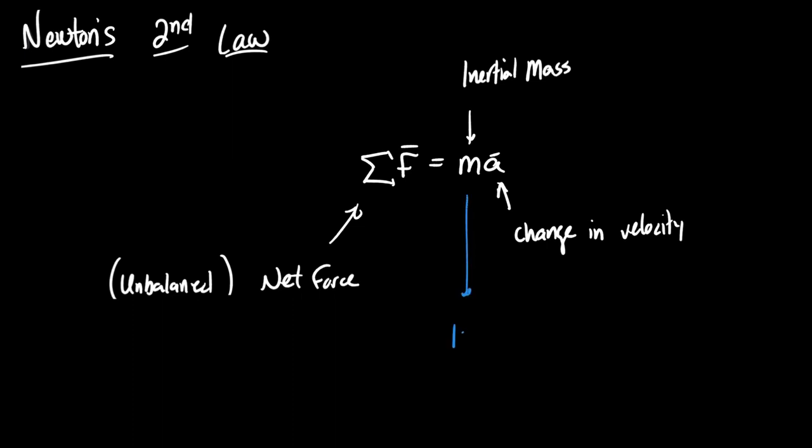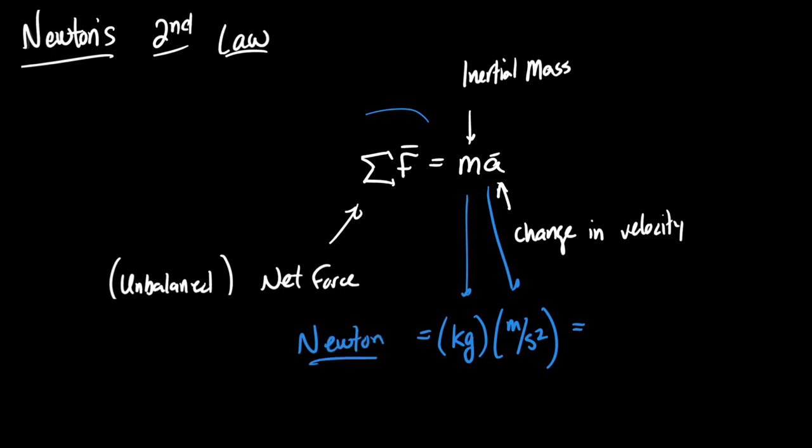Mass is in kilograms, and acceleration is in meters per second squared. So that means that our unit for force, which is on the left side here, is the kilogram meter per second squared, which is called a Newton. Somebody last night didn't know that at tutoring, so let's make sure we know that. This is the complex unit, but we call it a Newton.